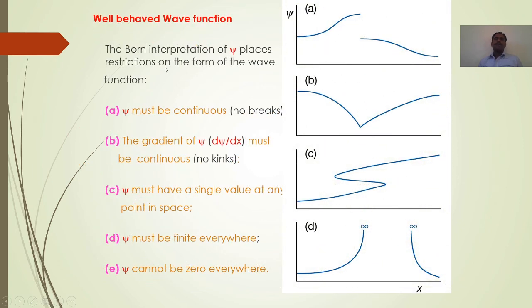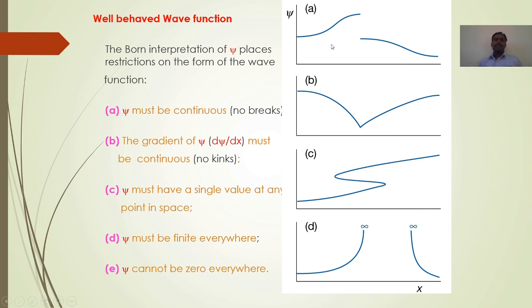Conditions for an acceptable wave function. The wave function must follow certain conditions: psi must be single valued, continuous, finite, normalized, and zero at infinity. If any wave function satisfies these conditions, such wave functions are called well-behaved functions.